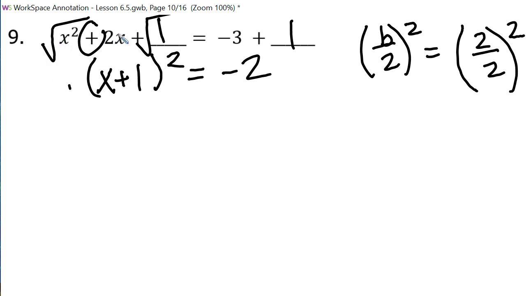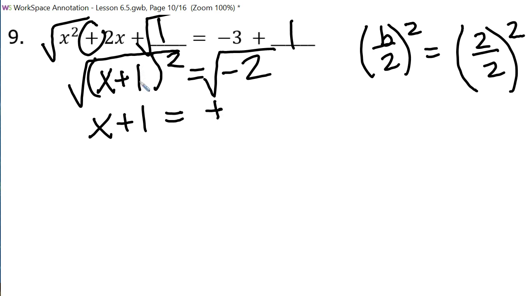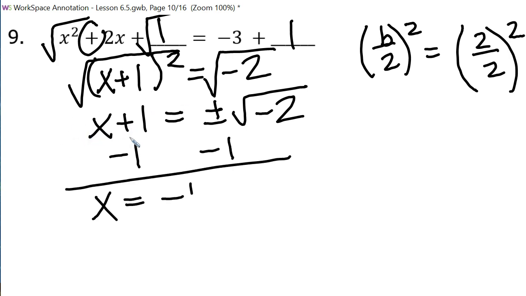And what's the opposite of squaring? Square root, so square root the left side, square root the right side. And what happens when you square root a square? They cancel, so bring down your x plus 1 and the equal sign, and this would be plus or minus square root of negative 2. How do we get rid of the plus 1? Subtract 1 to both sides. So x equals negative 1 plus or minus the square root of negative 2. Check your radical. Is that radical in simplest form? No, so we need to simplify that radical.